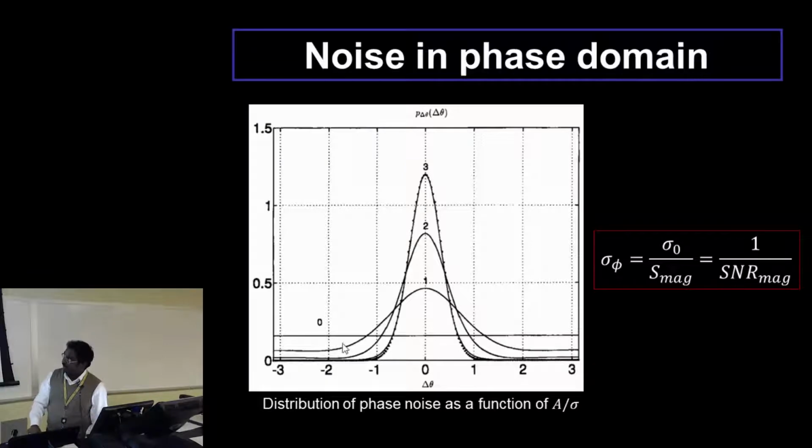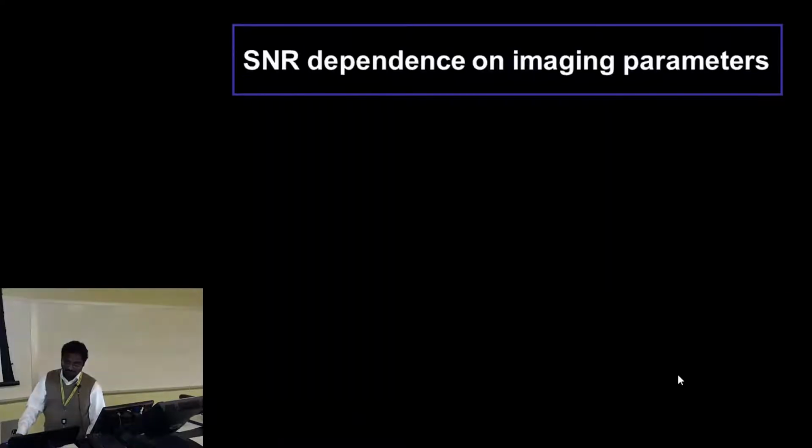Now as your signal increases, you're getting closer and closer to a Gaussian distribution of phase noise, basically. It's centered around 0. Basically it's Gaussian, mean 0 and finite standard deviation, non-zero sigma. Everybody clear on that? So essentially, sigma phi is 1 by SNR of magnitude. Okay. Now, forgot to put the citation here, but this is also from the same paper as the previous one that I mentioned.